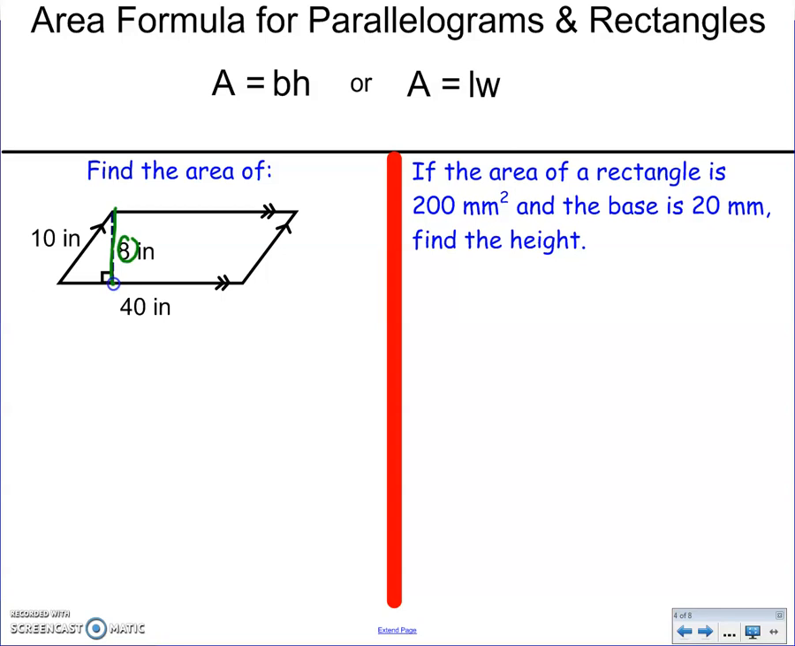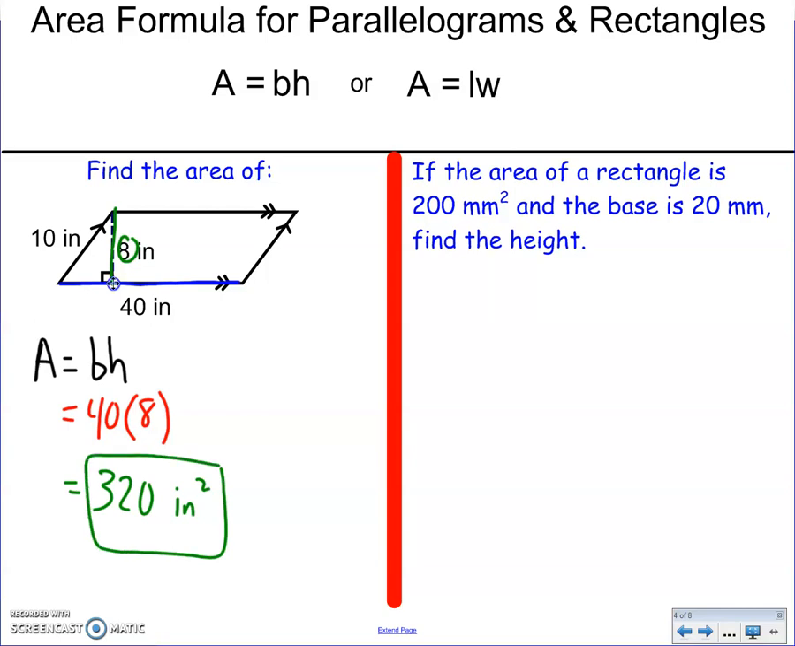This is the height from the lowest point to the highest point, and then the base is this entire side down here. So if you write the formula, area equals base times height. I fill it out. b is 40, h is 8. 40 times 8 is 320. Units here are inches squared.